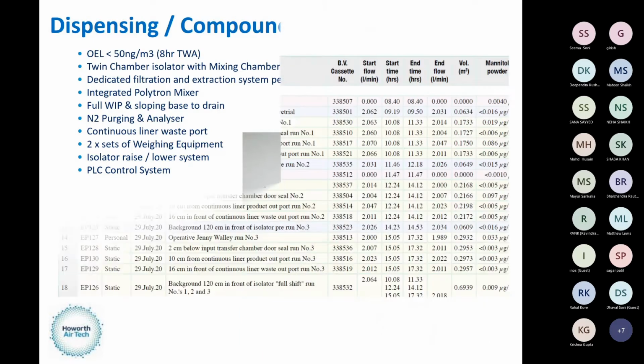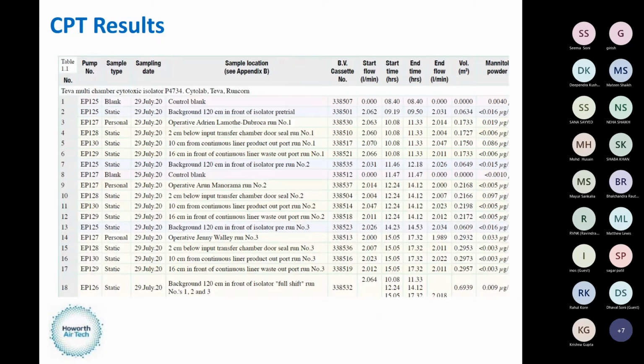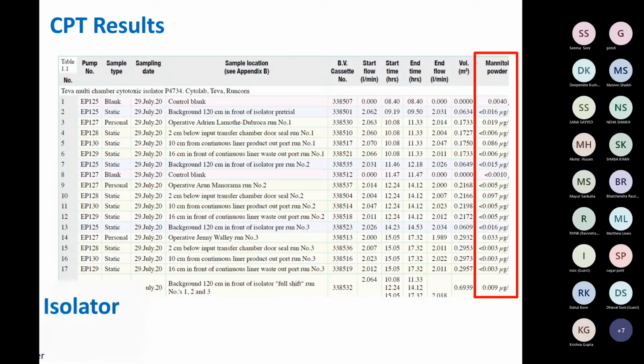So this was designed to 50 nanogram. And as you can see on the right-hand side, we achieved well within the target for that particular application. So this isolator was giving you the performance that it was designed to do. It's always very important to engage with the operators and engage with the SOPs, but at the end of the day, the system needs to be correct.